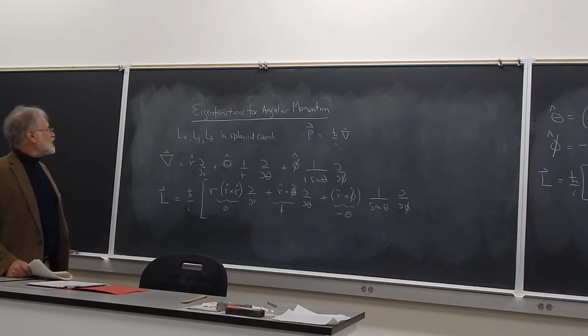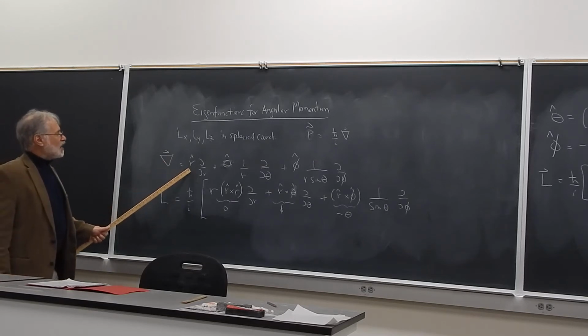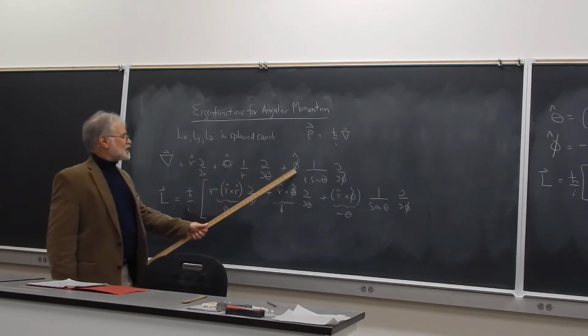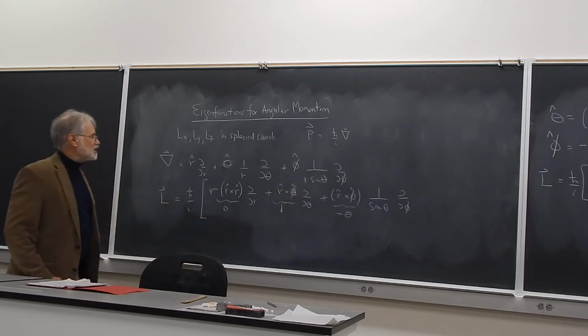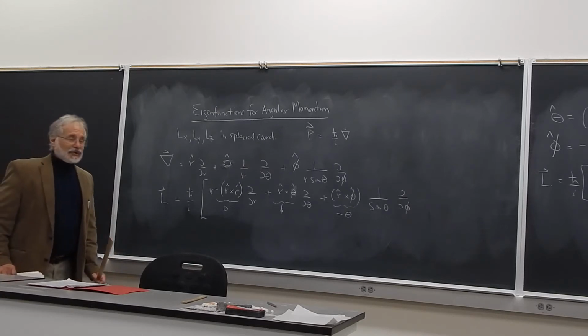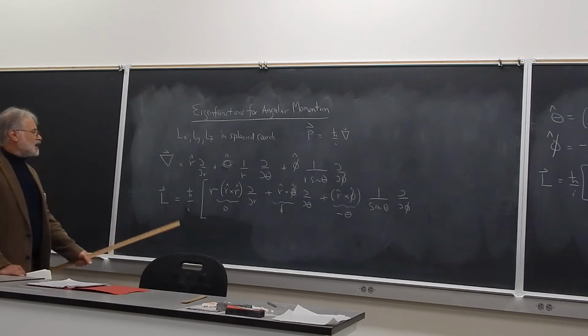three dimensions. So the first thing we do is write the del operator in three dimensions, which is this expression right here: r hat d/dr, plus theta hat times 1 over r d/d theta, plus phi hat 1 over r sine theta d/d phi. That should be fairly familiar to you by now. And we're going to write the L operator in terms of r's and p's, or r's and h bar over i del, in the following way.